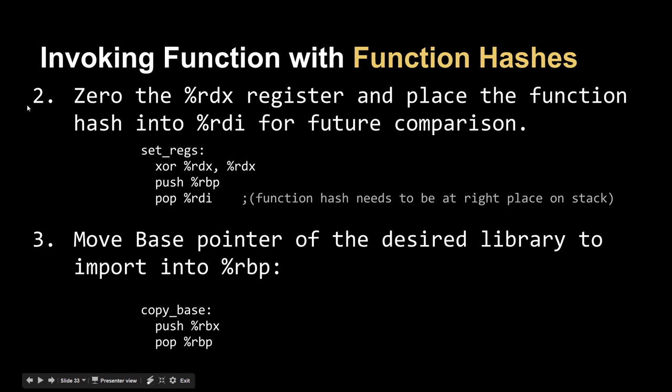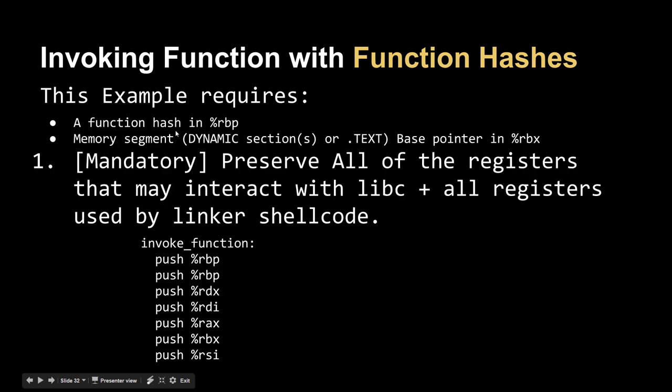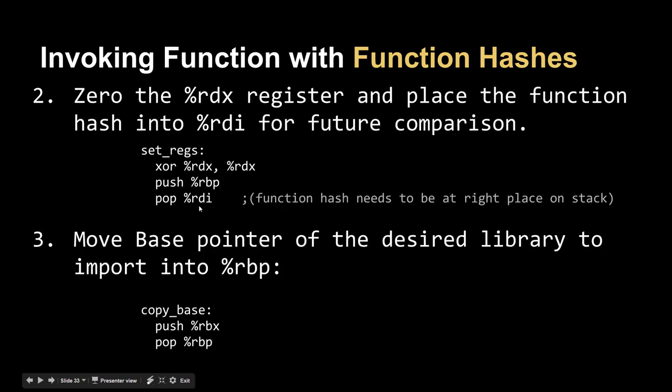Step 2. You want to zero out the RDX register and place the function hash into RDI for future comparison. So you can do XOR RDX, RDX, and then push RBP, which is where we have the function hash as the argument, and then pop it to move it into RDI. Now, step 3. You want to move the base pointer of the desired library's memory segment to import into RBP. Push RBX, pop RBP.